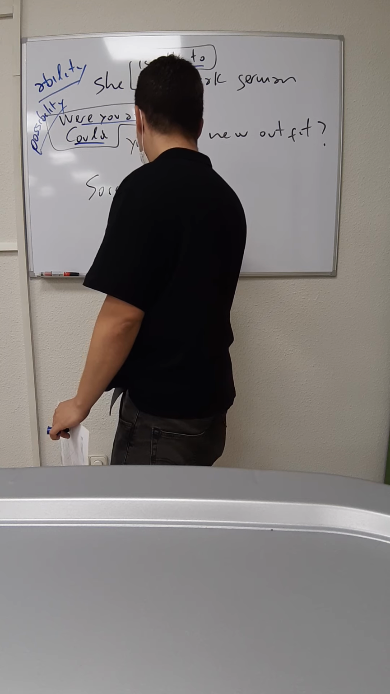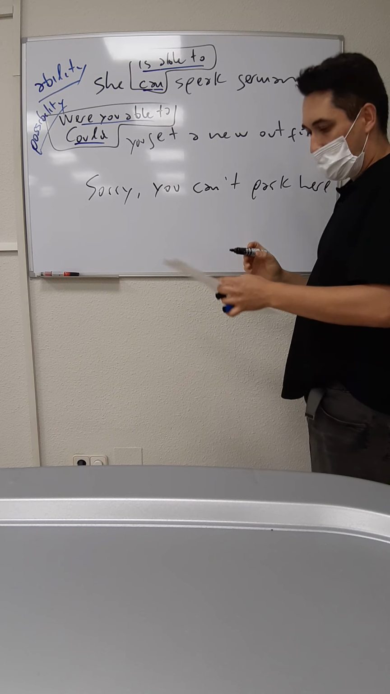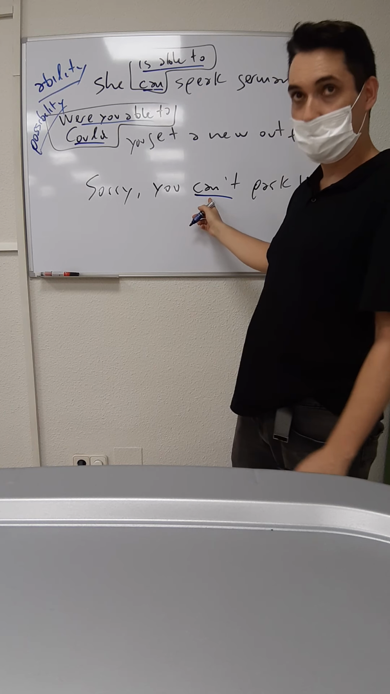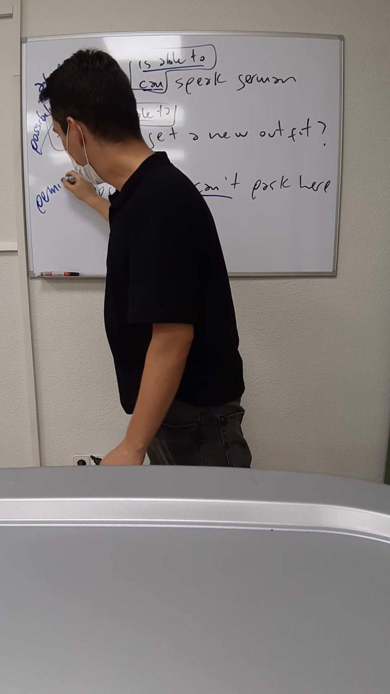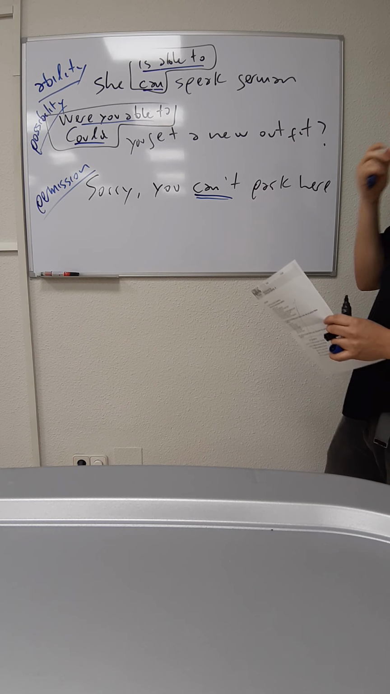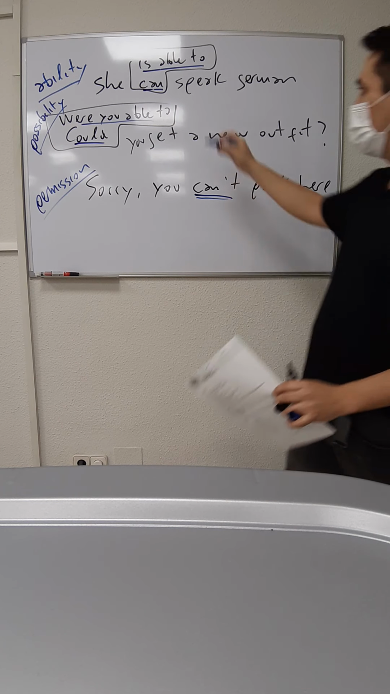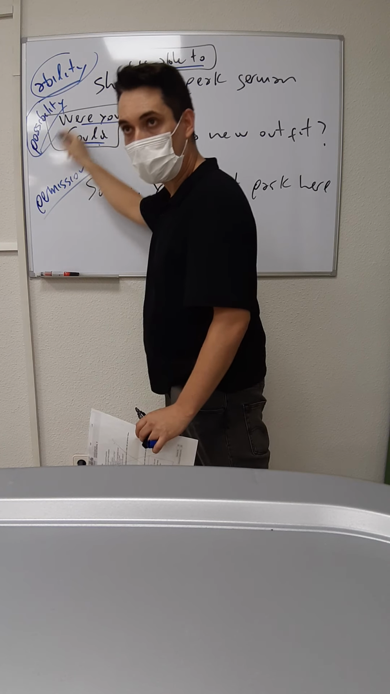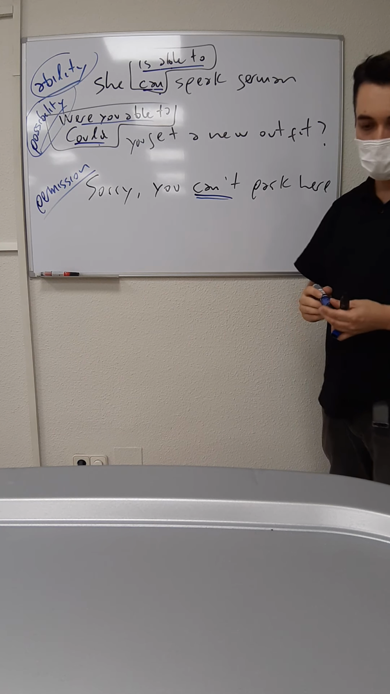You can't park here. Here I'm using can. What is the function of this one? Permission. Yeah? So one of the many uses of can, in the negative form, is giving or not giving permission. So, can or be able to for ability. Could or be able to for possibility. Can, can't for permission. Only can, can't for permission.